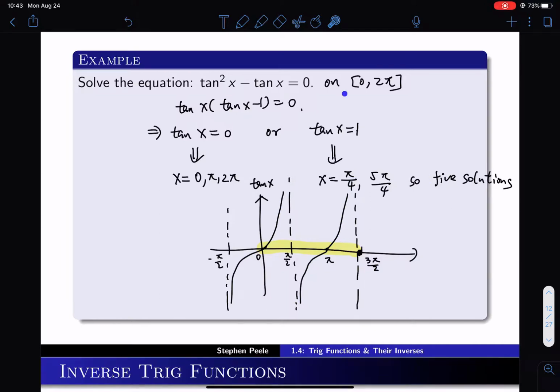But pay attention because the domain is from 0 to 2 pi. The question is, what is the solution when tangent of x is 0? For the function graph, if we draw a horizontal line, then each intersection is a solution. So we have number 1 solution, number 2 solution, and number 3 we don't have yet, because we need to finish the function graph, it is like this part.